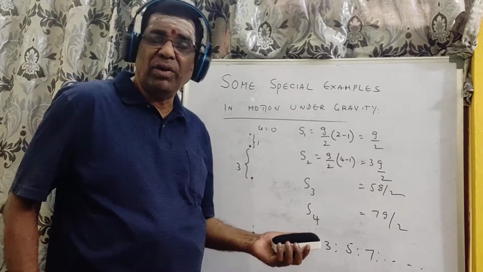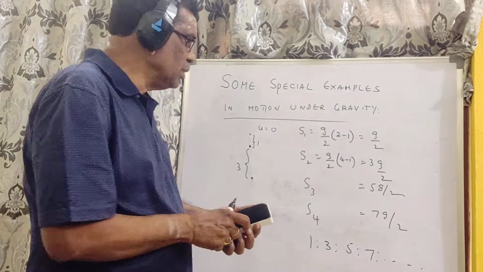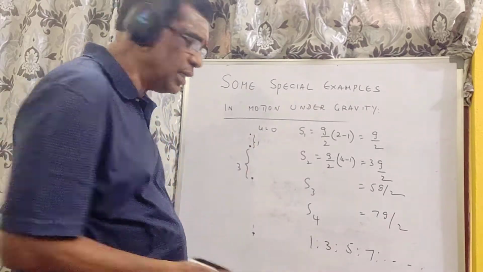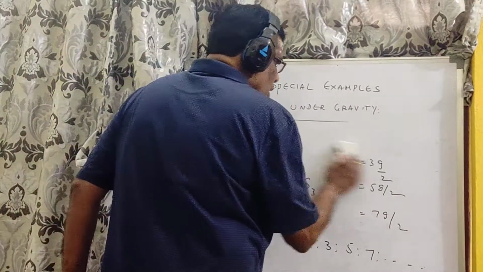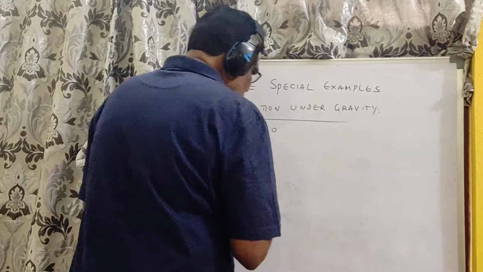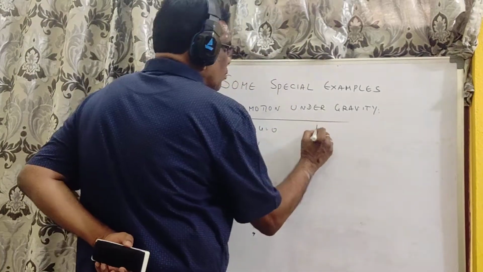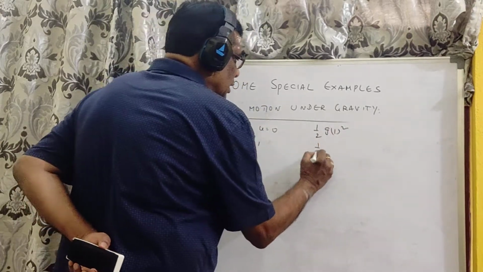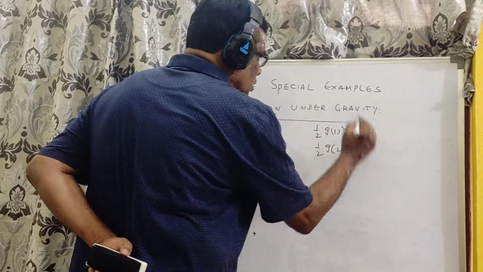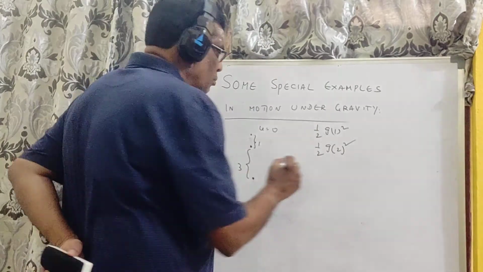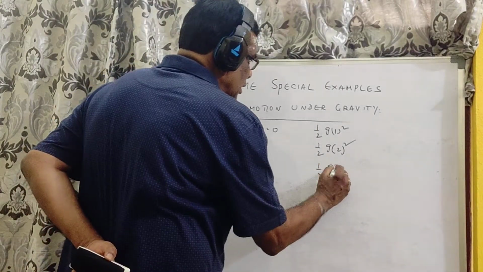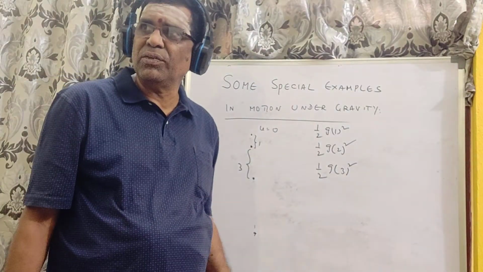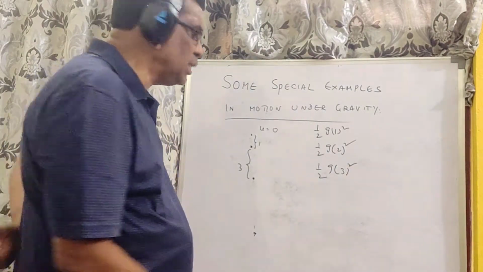This is only valid for the dropped body. First second, second second, third second, and fourth second. Now, for example, if somebody asks you, in 1 second, it is half g into 1 square. In 2 seconds, it is half g into 2 square. And in the third second, it is half g into 3 square. Likewise, you go on writing it down. What is the ratio in this particular case?